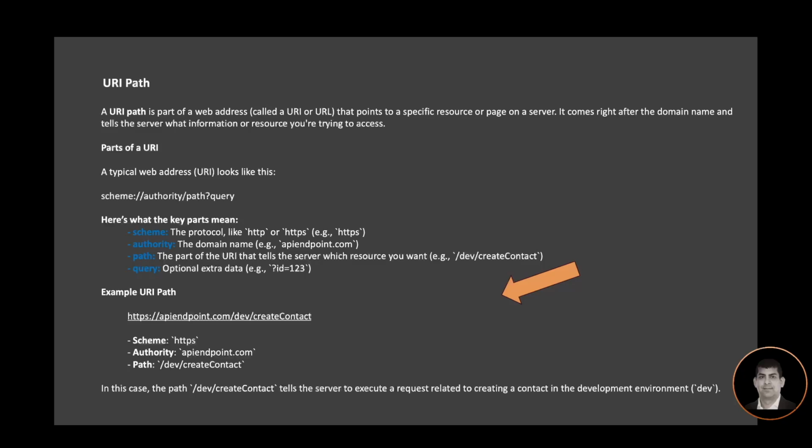An example URL path is that you have the scheme, which is in this case HTTPS, then api-endpoint.com, which could be whatever domain or API address that we are providing, followed by the resource path. So that's like dev/create-contact. And if there is a GET related request, then of course there can be an optional parameter for query where we provide the query string. So that's a typical URI path. I wanted to show an example of it.